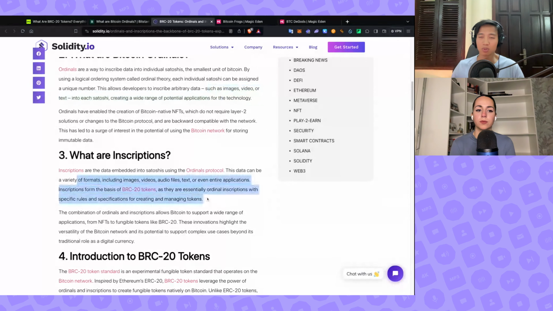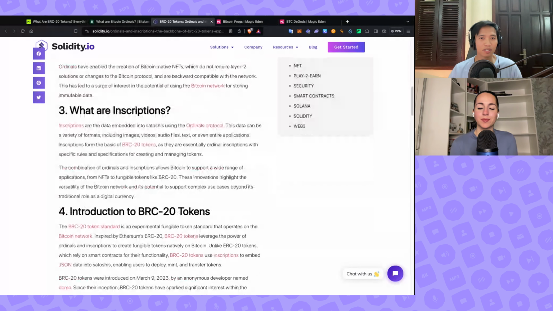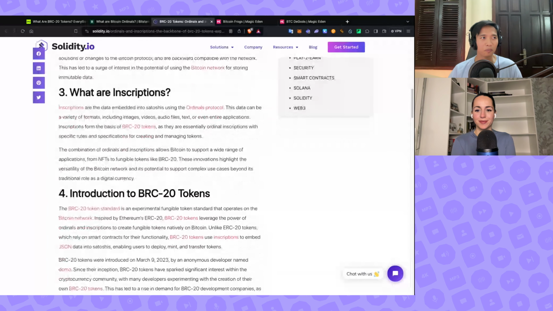So now imagine you can embed a dog picture, a frog picture, or whatever. I will show you some of the collection afterward so you can have a good idea. So BRC-20 is basically a good way to help with the inscription of the data into the Satoshis. And these would in turn become the NFT, some of the token here.